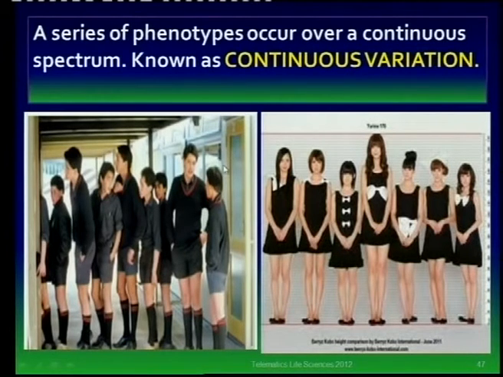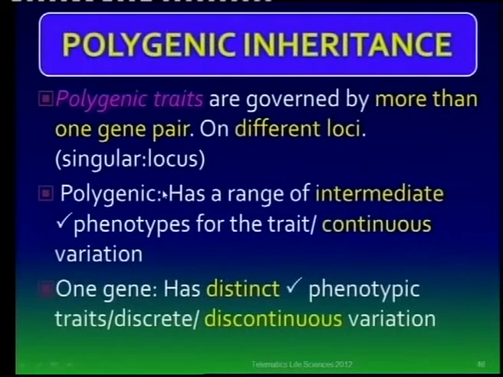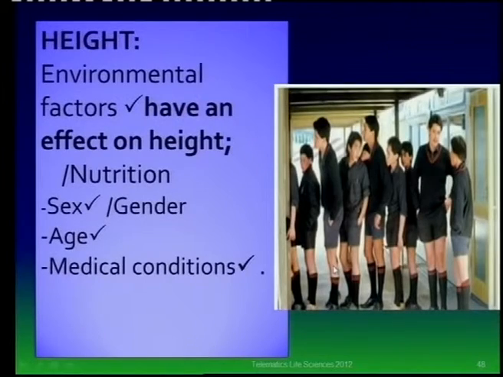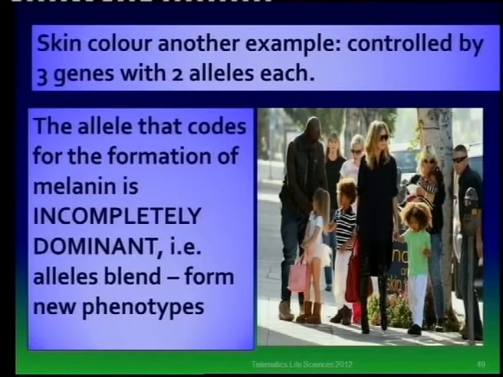If you look at your mother and your father and all your brothers and sisters and yourself, you will see that all of you have different heights. This is because it is governed by more than one gene pair on different loci. So here we have a lot of intermediate phenotypes, and this is what is referred to as continuous variation. I think it's the same with skin color and hair color.